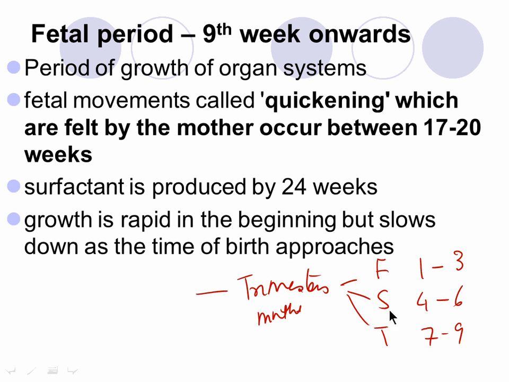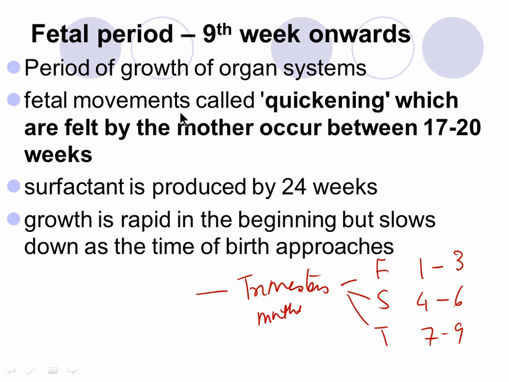So, obviously by about the 9th week is the 2nd month onwards. By about 12 weeks, the uterus begins to reach the pubic symphysis. From the 2nd trimester onwards, the woman looks pregnant. You can see a bump.